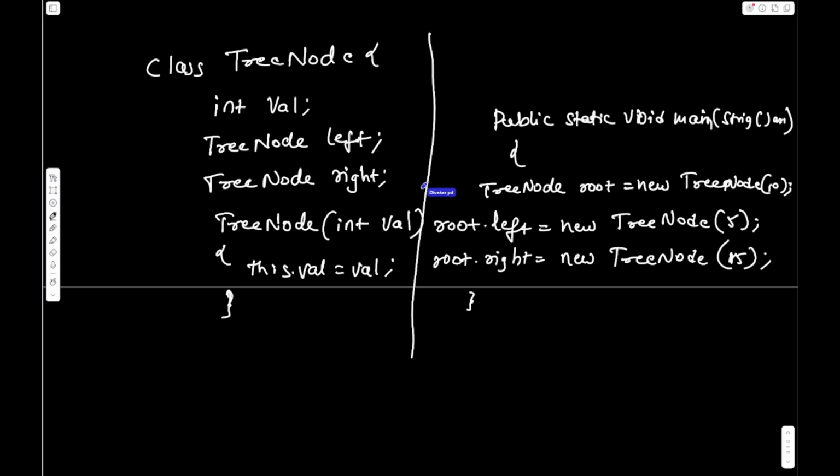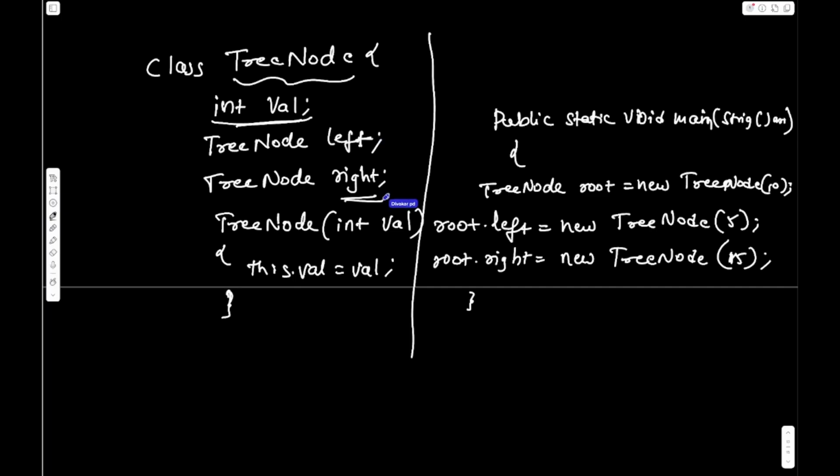Okay, so let's see how a tree can be represented in Java. Here, we can define a class called TreeNode, which takes the value of a node, the left pointer, which is pointing to the left node of the subtree, and the right pointer, which is pointing to the right node of the subtree.